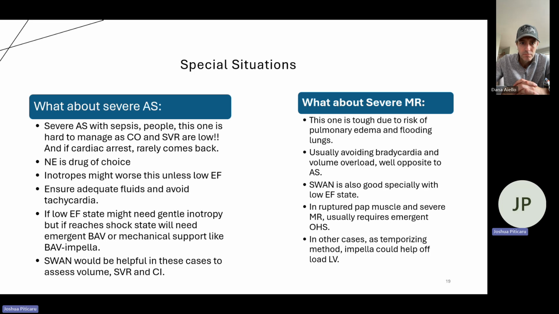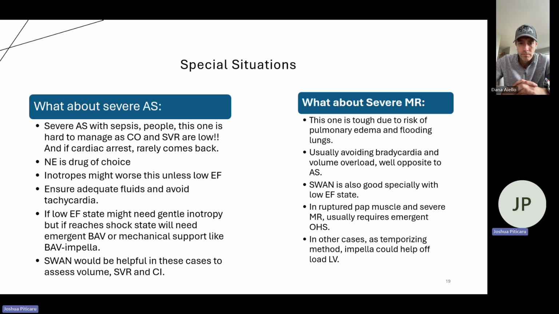Ensure adequate fluid, right? In aortic stenosis, we all learned that you need to keep the heart full and avoid tachycardia, right? Slower heart rate and full. If low EF state, you might need gentle inotropy. But if we reach the shock state, where lactate starts going up and LFTs are going up, there is no solution to severe aortic stenosis but to do an emergency balloon valvuloplasty.